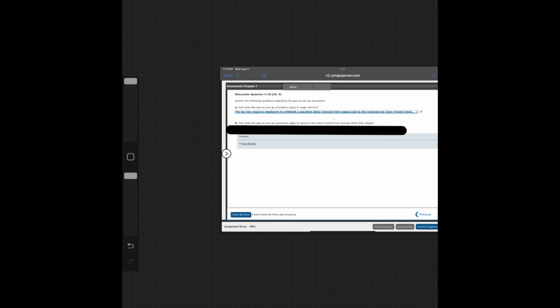How does the pay-as-you-go procedure apply to persons who have income from other sources besides wages? And the answer is, the tax law requires the taxpayer to make quarterly payments to the IRS for estimated taxes. That is number 5, I think. It's either 5 or 6.